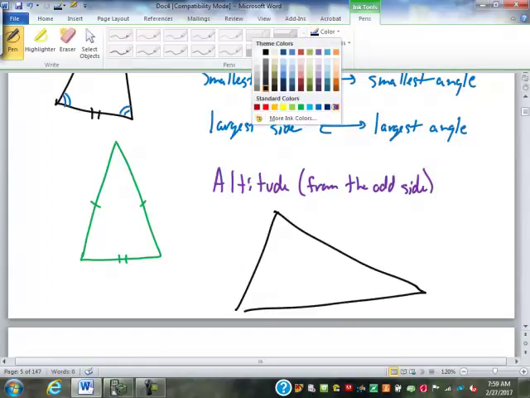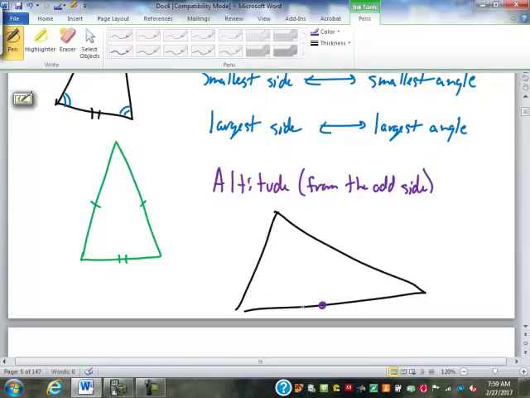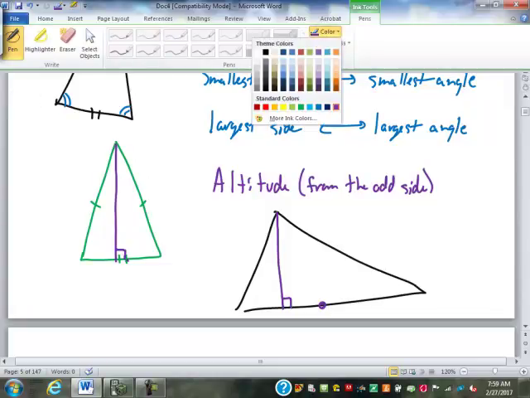If I'm going to do an altitude from this side right here, the altitude is perpendicular from that side to the opposite angle. So it looks like that. That's an altitude. So if I draw an altitude from this side, that's my odd length side, to that opposite angle, what do I know about that altitude? Well, what do I know about what it does to the triangle, I should say?